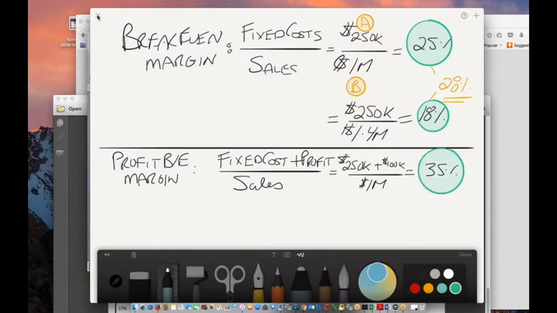Okay, 25% for contractor A is going to give us a break-even, but we don't want that. We want to use a margin that we know is going to make us a profit. Okay, and in this case that is 35%. So this was a huge thing that we looked at for Gaetan.